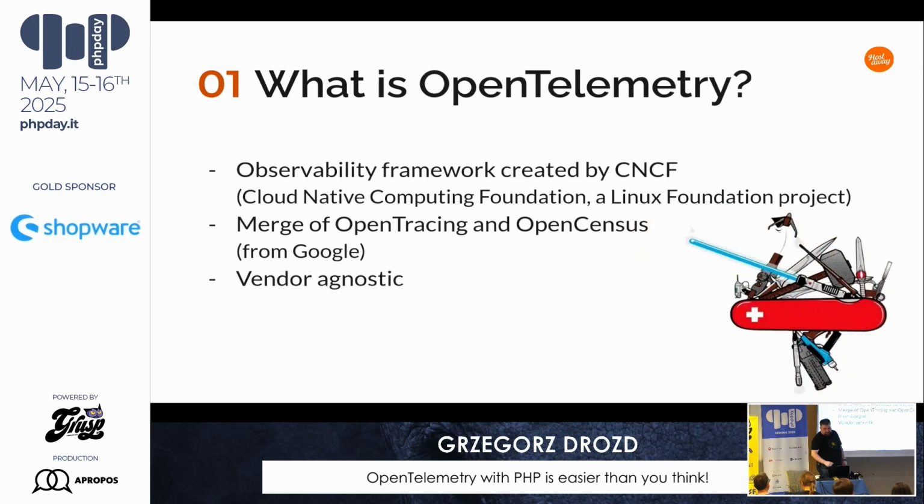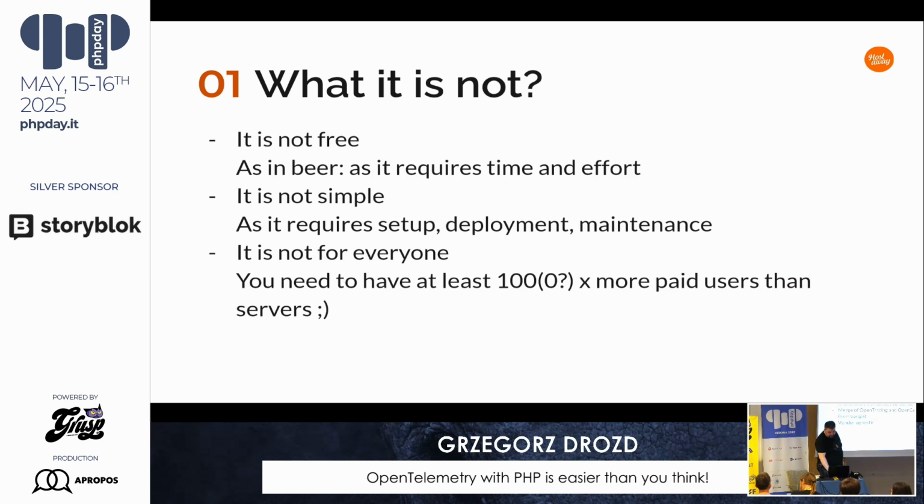So OpenTelemetry is an observability framework. It was created by the Cloud Native Computing Foundation, which is a part of the Linux Foundation. It is a merge of OpenTracing and OpenCensus that was donated and combined together by Google to create OpenTelemetry. It is a vendor-agnostic framework that defines the way that you can observe your system.